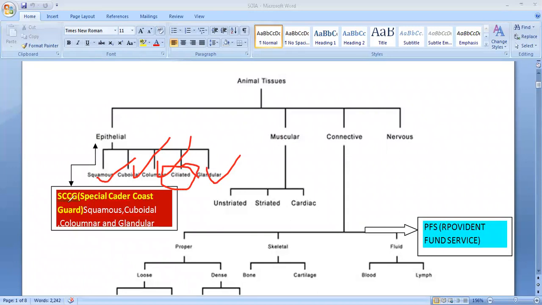Okay, to help you learn, I have provided a short trick so you can easily remember. SCCG, Special Cadre Coast Guard. Special Cadre Coast Guard means those forces which live near the coastal areas, that is called Coast Guard. So Special Cadre Coast Guard: squamous, cuboidal, columnar, and glandular. These are the four different types of epithelial tissue. Okay, and we will discuss them in detail later.